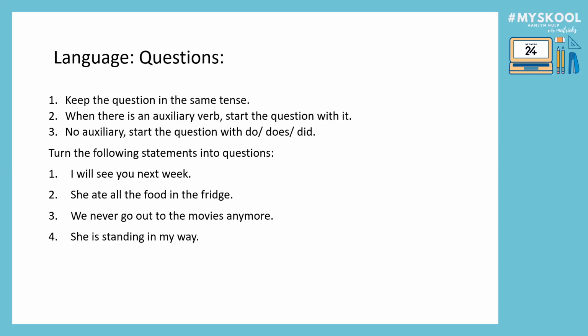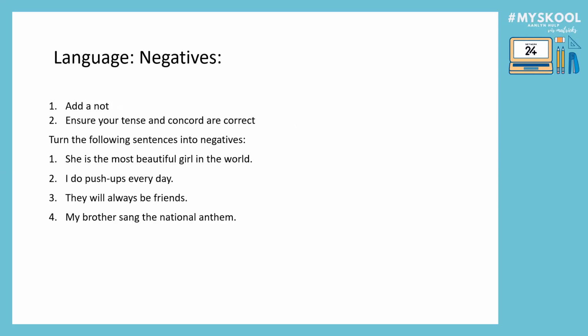Okay. 4, she's standing in my way. Is she standing in my way? Exactly. Okay, the language negatives, you just add a not. Ensure your tense and concord are correct. Let's turn the following into negatives. Number 1, she is the most beautiful girl in the world. She is not the most beautiful girl in the world.